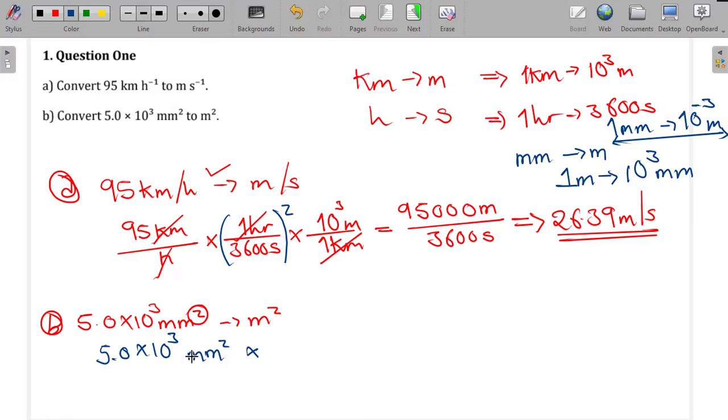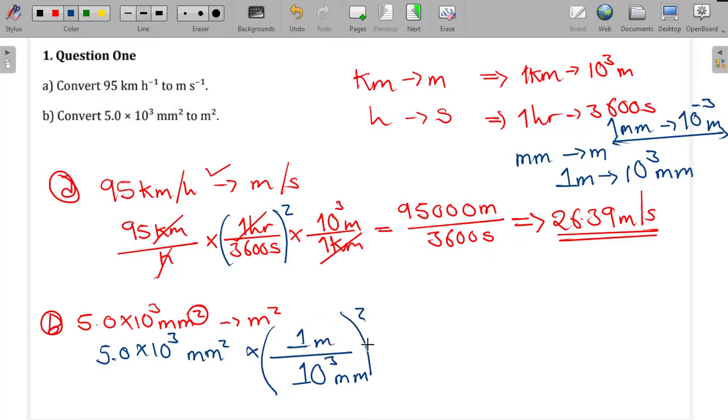So this is what we're going to do. We have a millimeter as a numerator in this particular case, so it's supposed to be a denominator in my conversion factor. So I'm going to say 10 to the power 3 millimeters, which just basically gives me 1 meter. I'll put this in brackets, then I'm going to square it like that.